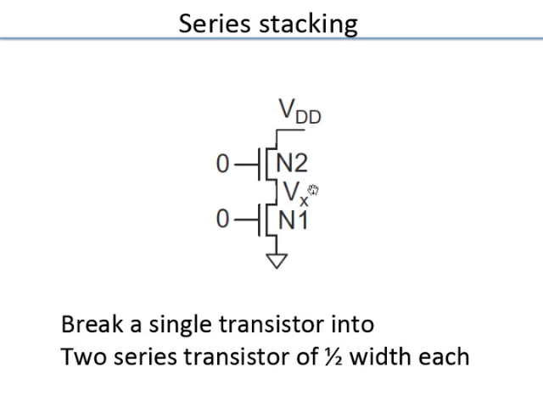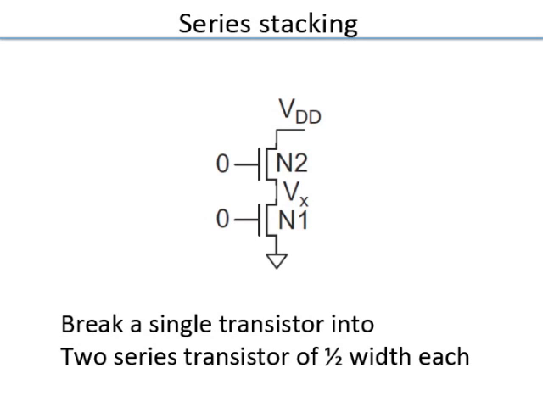Now you have natural stacking in a NAND gate. But suppose you didn't have a NAND gate, suppose you had an inverter or some other gate, what do you do? What you do is you create stacking. Imagine that you had just one NMOS connected to ground of a certain width. You take that NMOS, break it up into two series transistors, each of width W by 2, and short both the gates. So from a functional point of view, it's the same.